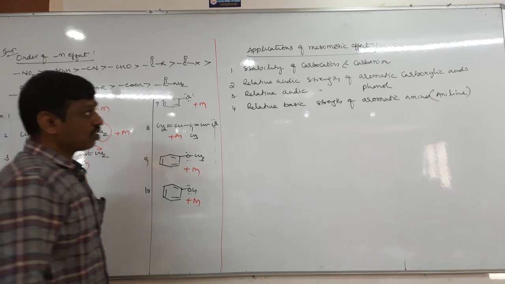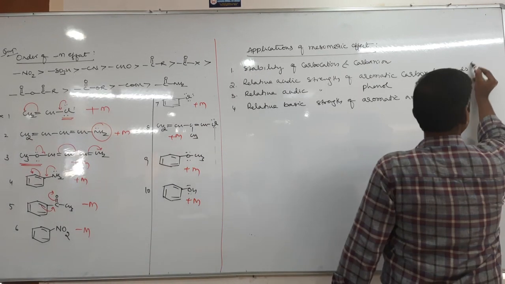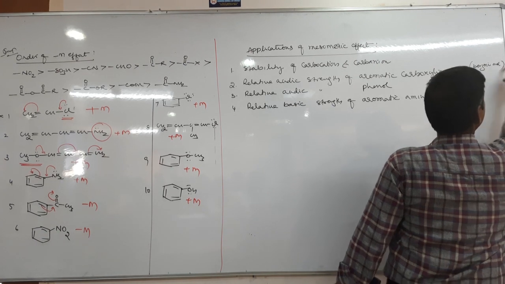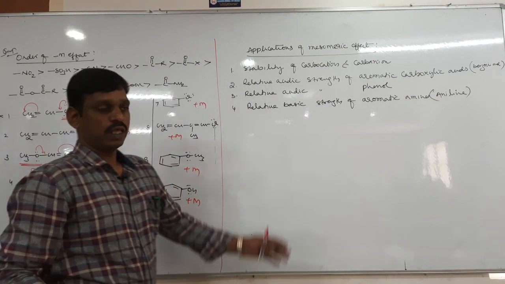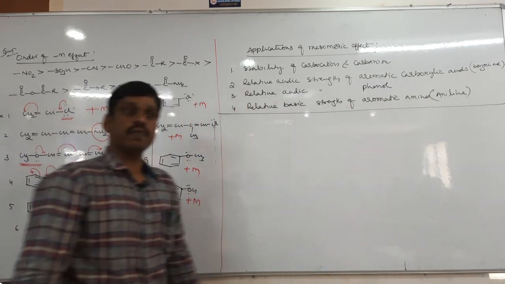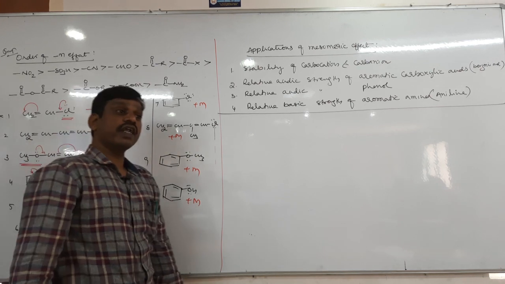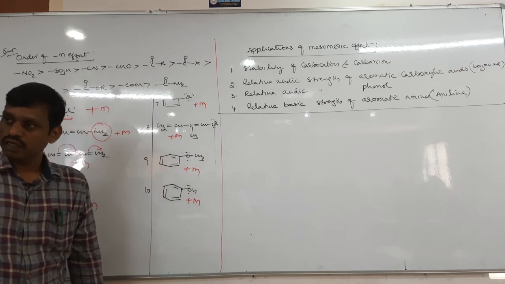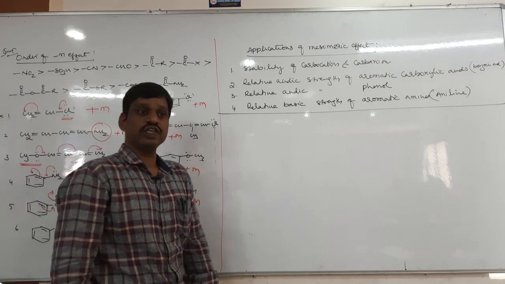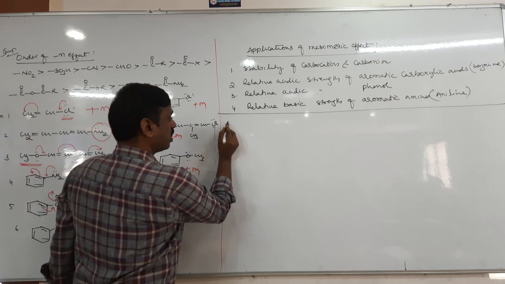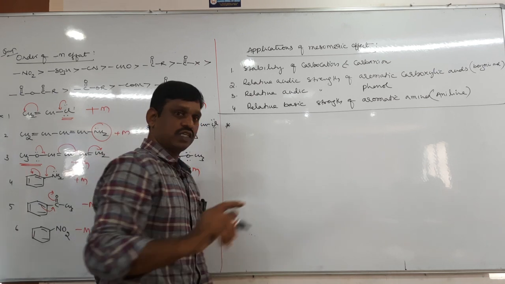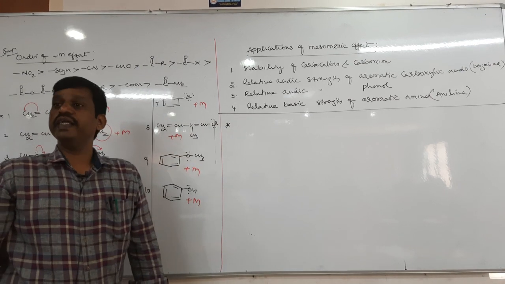So what is the aromatic carboxylic acid? Benzoic acid. Okay, let's see one by one. First one, stability of carbocation and carbanion. Which carbocation, which carbanion? That is in conjugation. They must have conjugation. Tell me, which carbocation and carbanion has conjugation? There are only two examples, allylic and benzylic.